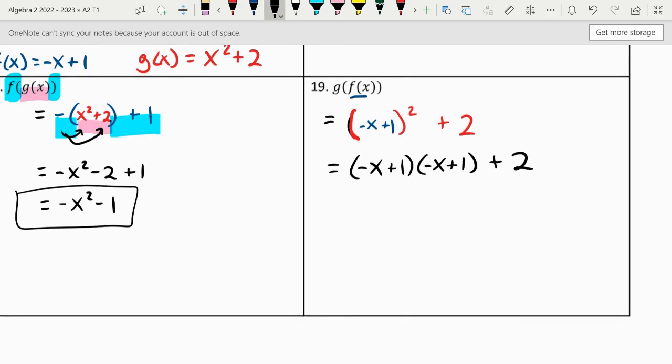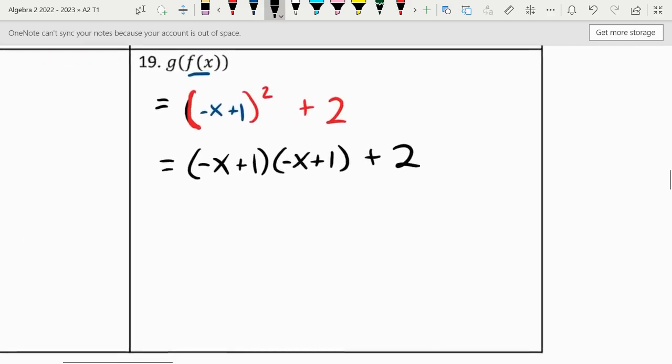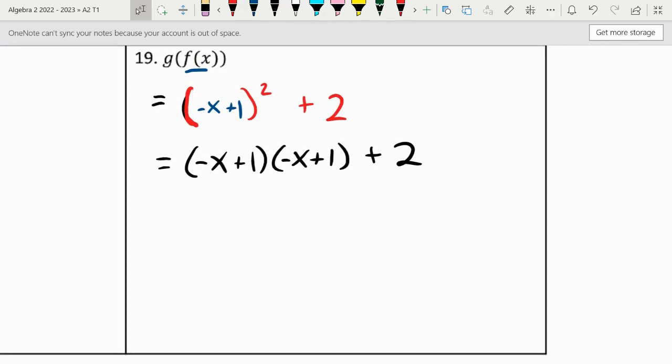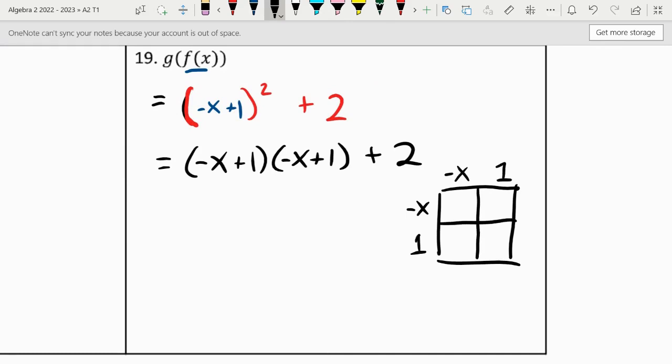So this is essentially the situation we have. And I'll zoom in here so we can finish this off. Let's see. We're going to need a box where we're going to take negative x plus 1 times negative x plus 1. Draw my lines here, and we'll just start multiplying and see what happens. We have negative x times negative x, which is positive x squared. We have negative x times 1, which is negative x. Same thing on the bottom left here, negative x as well. And then we have 1 times 1, which is just 1.